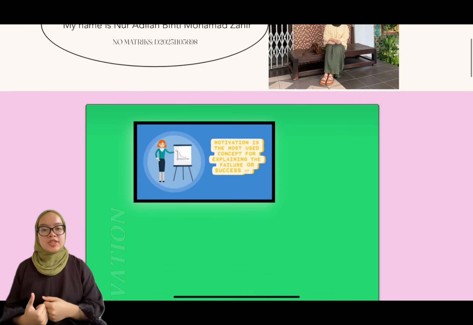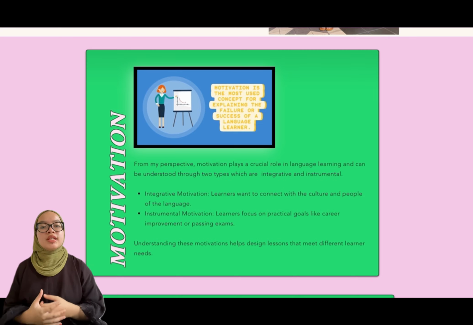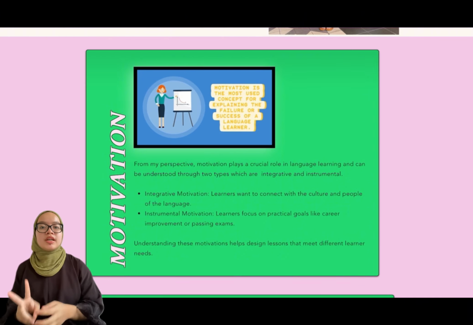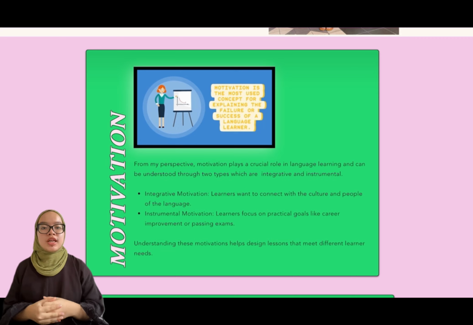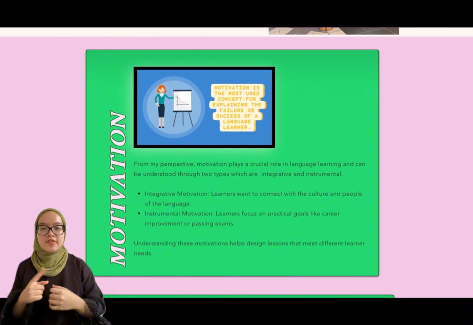Let's start with motivation, which is often considered the driving force behind any learner's success. Motivation in language acquisition is the fundamental reason that motivates students to learn a language. From my perspective, motivation plays a crucial role in language learning and can be understood through two types, which are integrative and instrumental. Integrative motivation refers to the desire to connect with the culture and people of the language. For example, a student learning French because they want to experience the culture or make friends with a French speaker is motivated by an integrative factor.